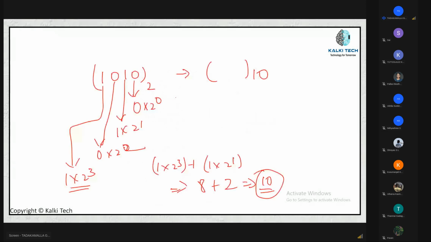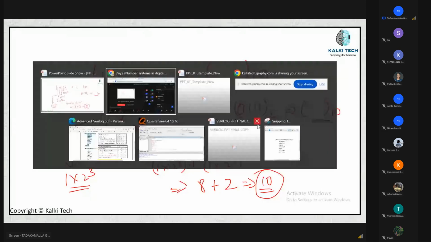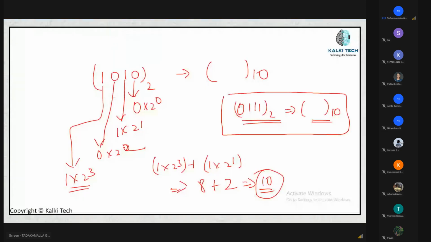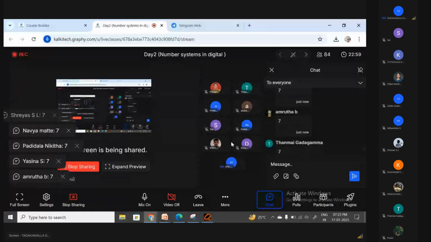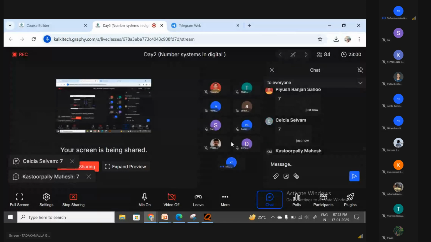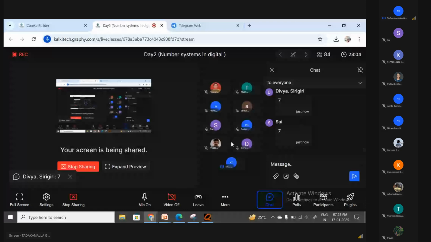Let's say we have 0111 to the base 2. How can we convert it into the decimal number system? What is the answer we are getting? All of you are clear about this binary to decimal number system conversion, right? Yes, correct.